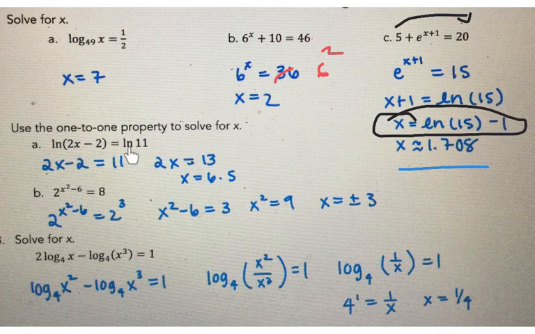So here I've got a natural log on both sides. It's a single logarithm. Drop the logs. Set the arguments equal and solve. All right, hopefully that one's easy.